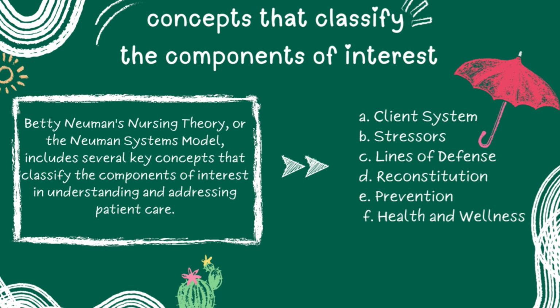Lines of defense are a client's protective mechanisms that resist stressors and maintain stability. Reconstitution is the process of recovering stability after being disrupted by stressors. Prevention is nursing's action aimed at reducing or preventing the impact of stressors. Health and wellness: the goal is to promote the client's overall well-being through balanced functioning.